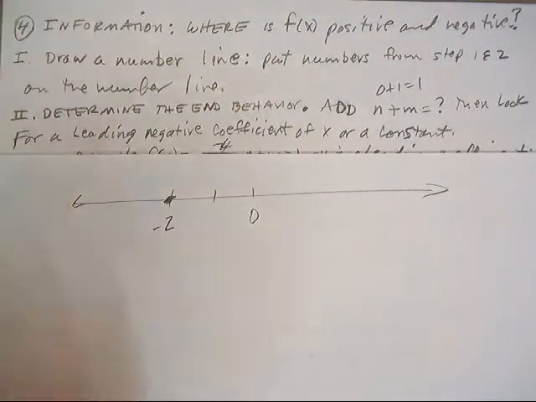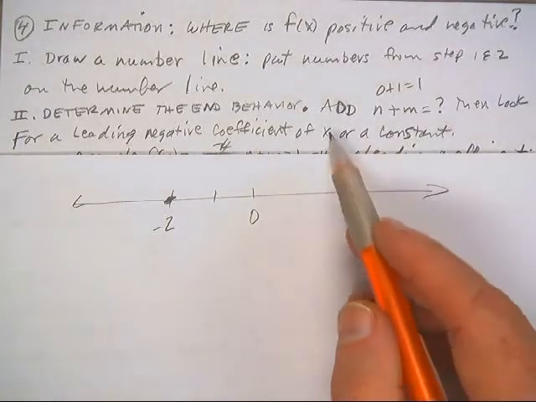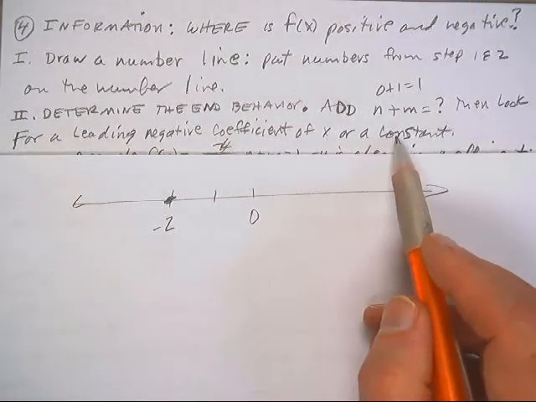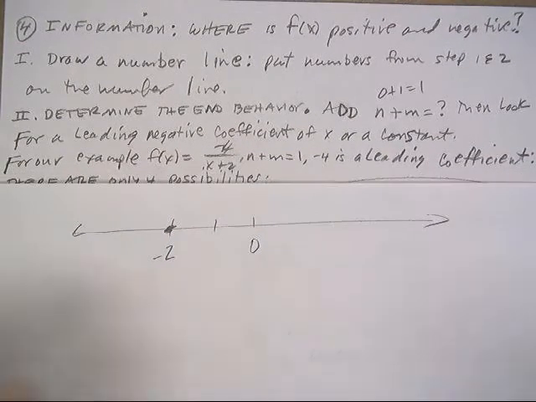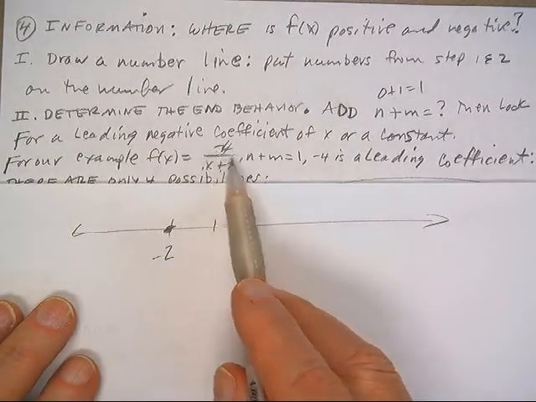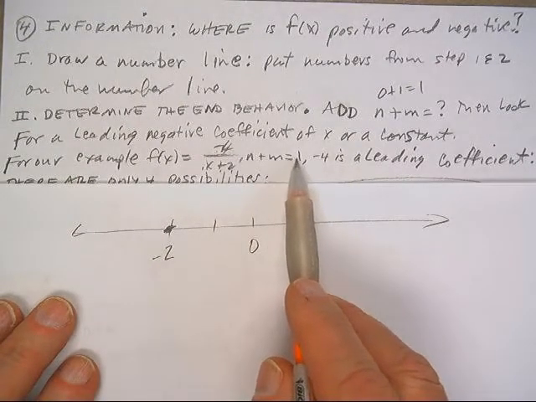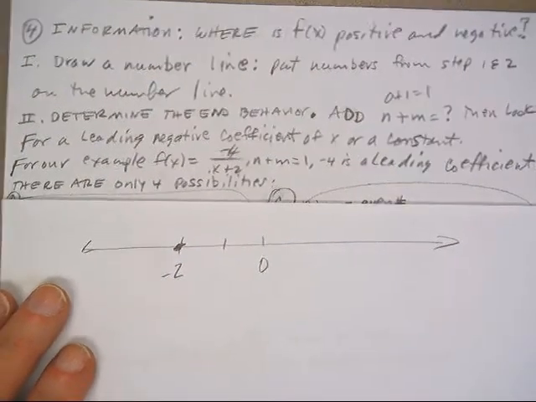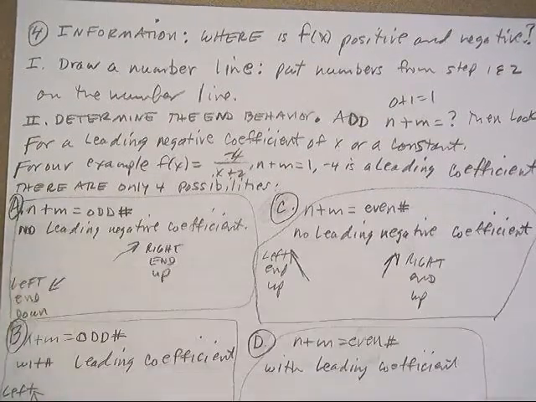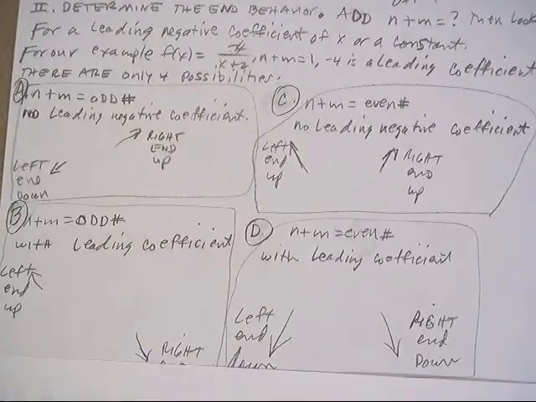Okay, and then we want to look for a leading negative coefficient of x or a negative constant. Well, in our problem, we've got -4 in the top, so we had a negative constant because that's going to change it. For example, I had the -4 up here. N plus m was 1, and -4 is a leading coefficient technically. And there's only 4 possibilities. Well, there's the 4 possibilities right there.